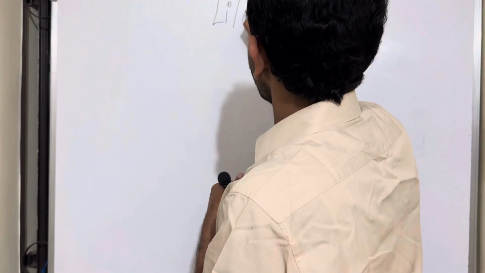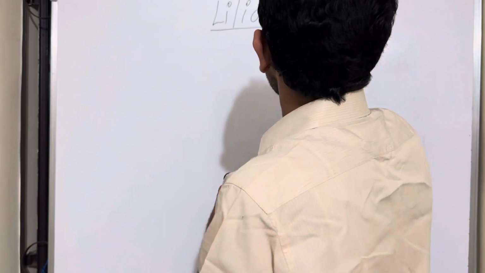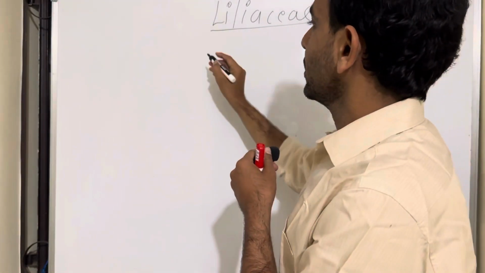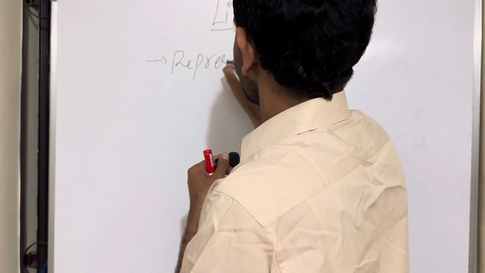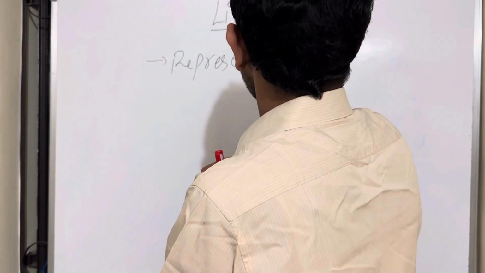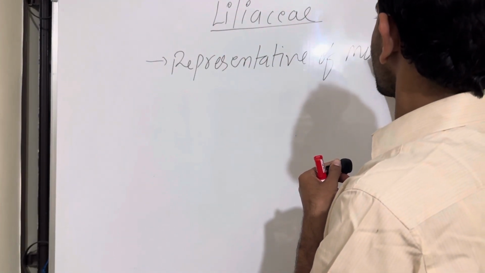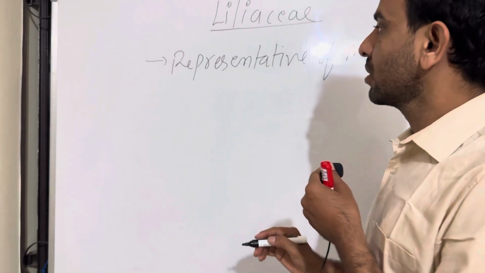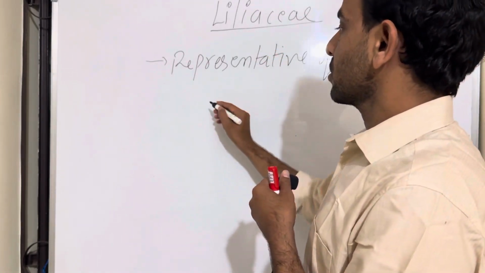We will be talking about the Liliaceae family. So in Liliaceae family, as you know, this family is representative of monocots. Representative of which one? Monocots. So if you notice, the Liliaceae family is representative of monocots.